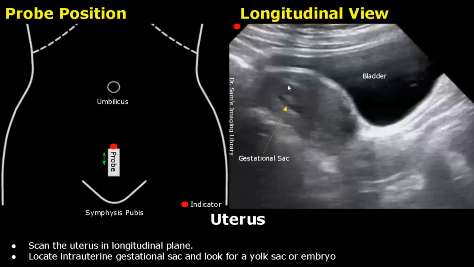This is in early pregnancy. You can see a gestational sac here containing an embryo. You can measure the CRL after locating it. It is seen within the uterine cavity, so it is an intrauterine pregnancy.